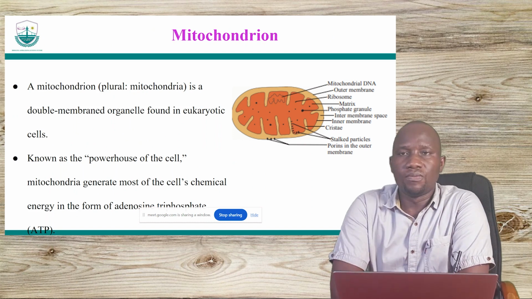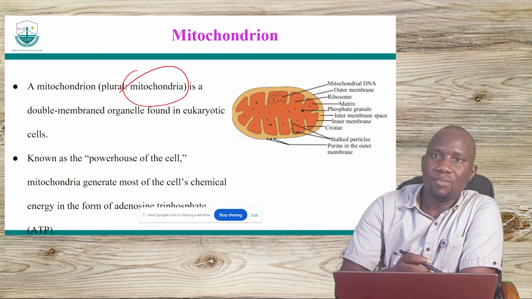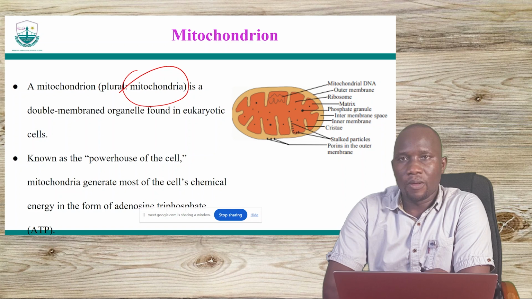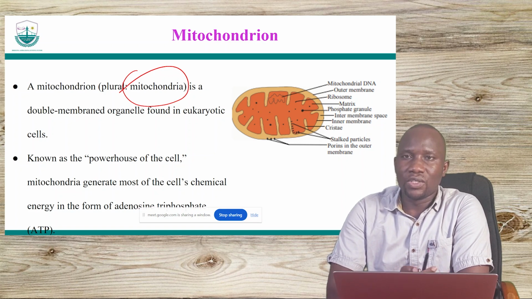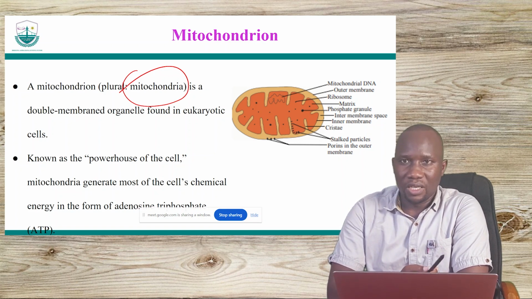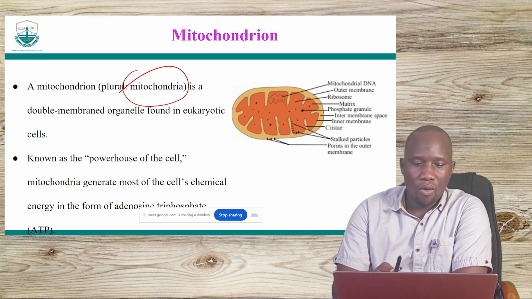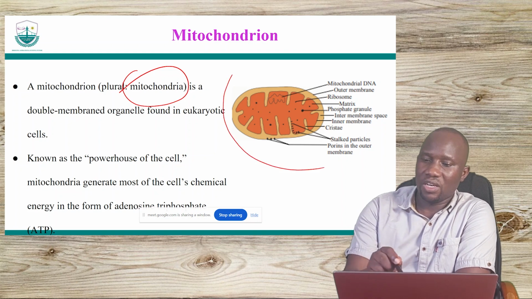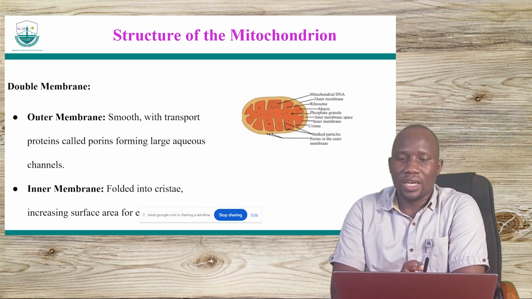And then we move to the mitochondrion. The plural is mitochondria. They are the ones we term the powerhouse because they generate the power or the energy that the cells will need to carry out different metabolic processes. So energy generation in the form of ATP happens in the mitochondria. This is the structure of the mitochondria. Let's look at the structure in detail.